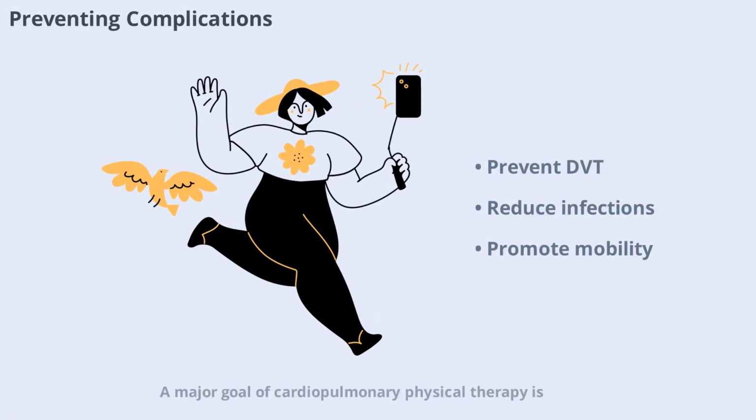A major goal of cardiopulmonary physical therapy is to prevent complications such as deep vein thrombosis, infections, and decreased mobility. Therapists use a combination of exercise, positioning, airway clearance, and education to minimize risks and promote optimal recovery.